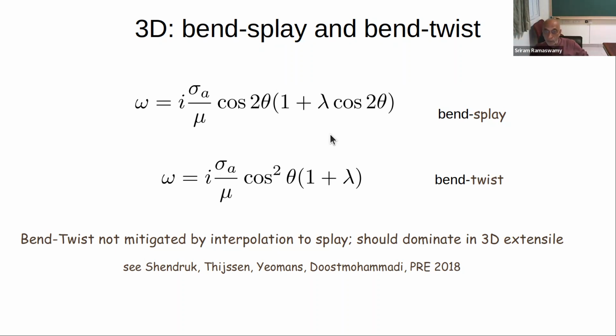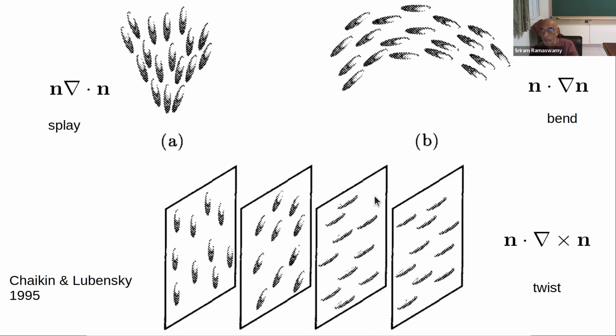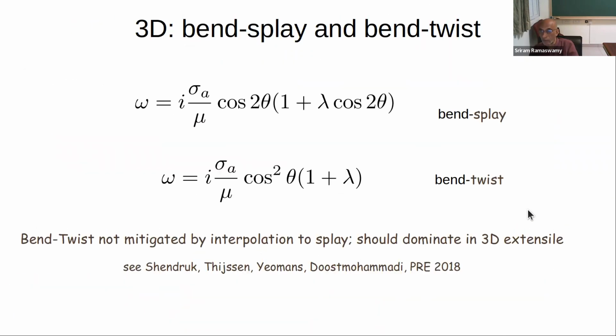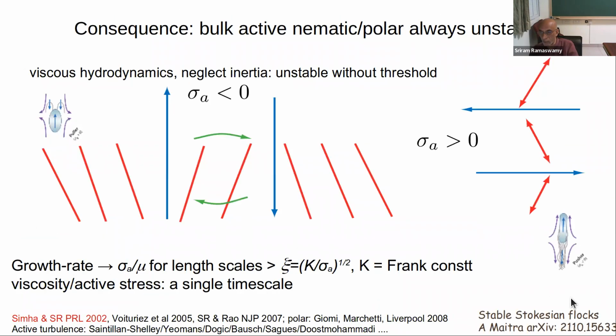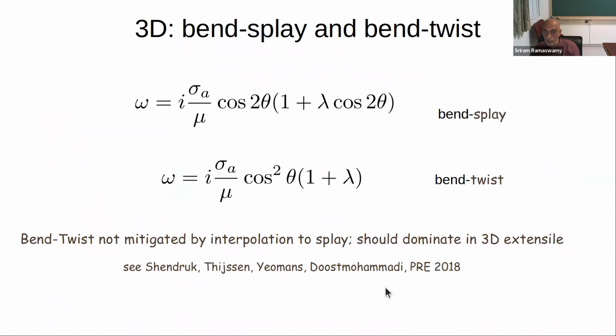The bend twist mode is not mitigated by an interpolation to splay, and so this is what should dominantly be seen in 3-dimensional pusher suspensions. So if you have 3-dimensional suspensions of this type of swimmer, you should see an abundance of twist in addition to bend, and that is indeed the case in numerical simulations of such systems.